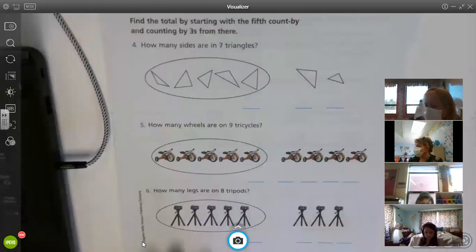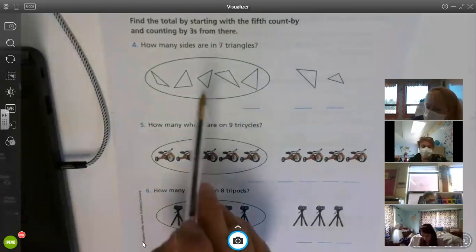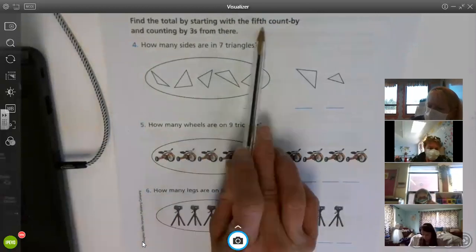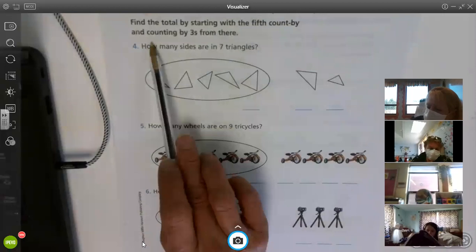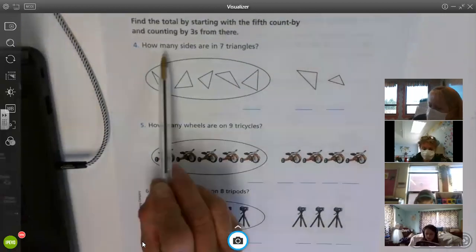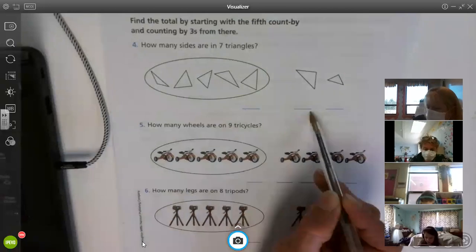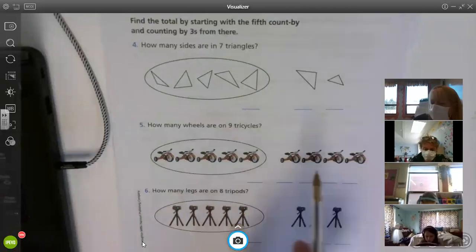On page 47, you have 3 problems. I want you to do these independently. Page 47 is the next page. Find the total by starting with the 5th count by and counting by 3s from there. It's exactly what we just did. How many sides are in 7 triangles? There are 5 sides here, 5 times 3. You're going to write that and then count on. So go ahead and do those 3.